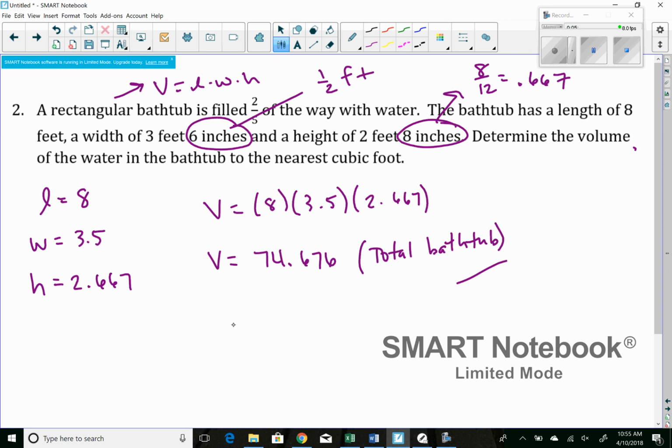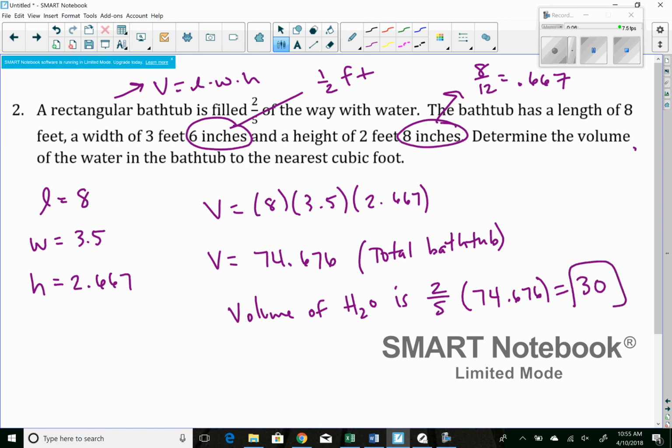The volume of the water is 2/5 of that. So if I take 2/5 of this 74.676, I get the total water volume, and it says nearest cubic foot, so 30 cubic feet. It comes out to be 29.8-ish.